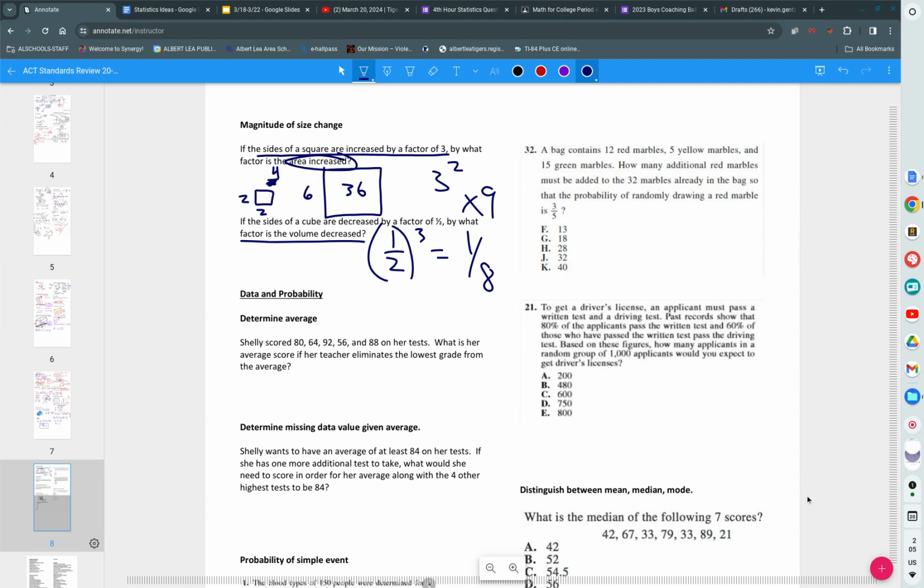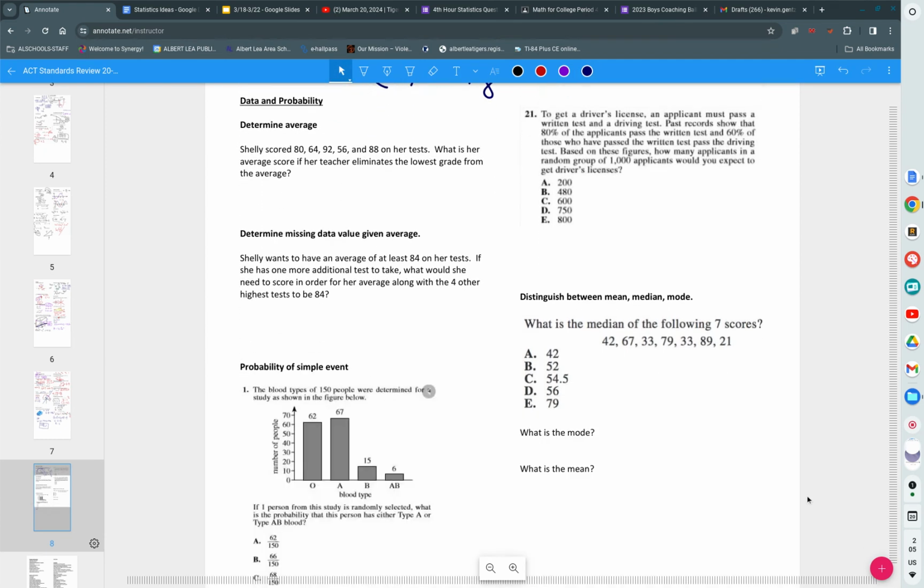See that? Hey, you're done with the geometry review. Way to go. Now we get to data and probability. This is usually common sense for people. We're going to talk about Shelly. She scored an 80, a 64, a 92, a 56, and an 88 on her test. What's her average score if the teacher eliminates the lowest grade from the average? I asked this question a few years ago, and only half the class got it right. See if you can get it right. Go.